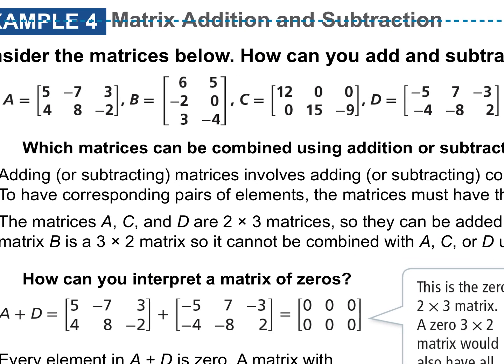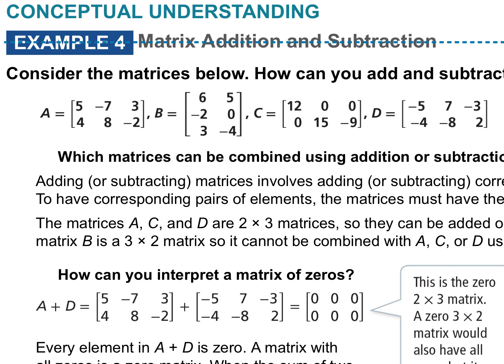I want to look at this example first. It's not in your notes. Look at these 4 matrices here: A, B, C, and D. What do you notice about them? What do you mean by that? Elaborate a little bit.